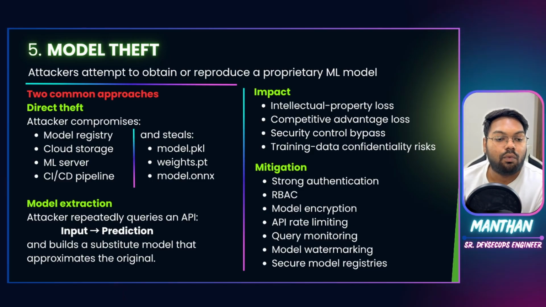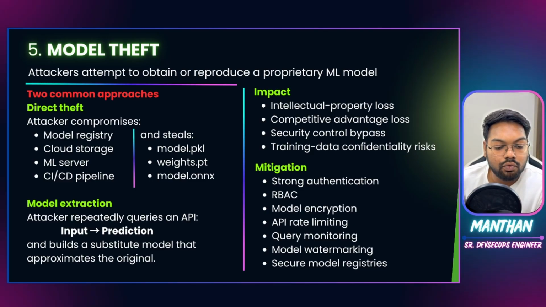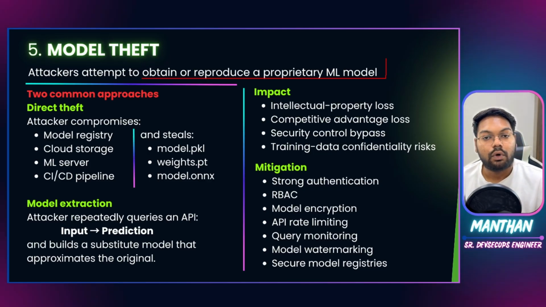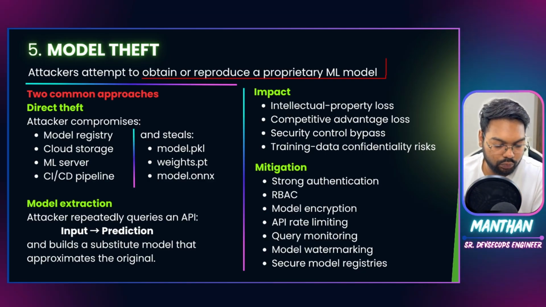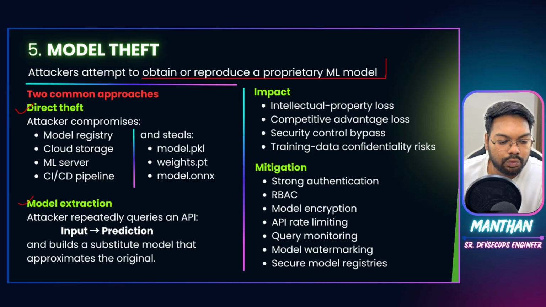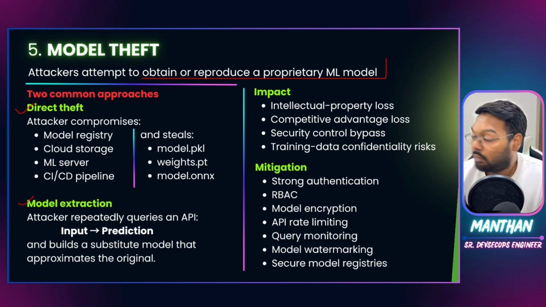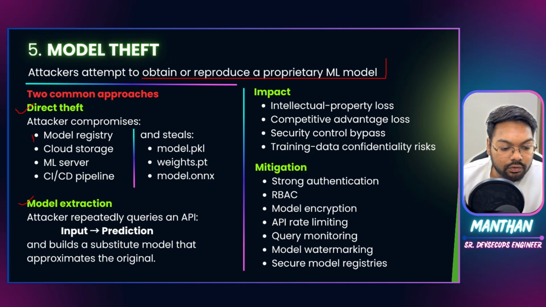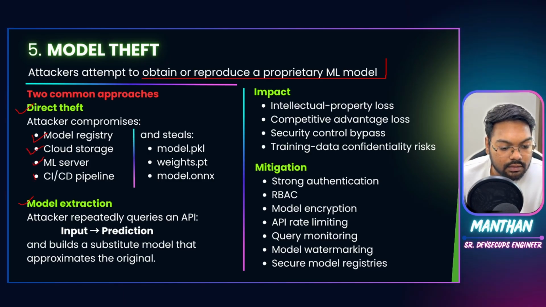Next is model theft. Now, what is it all about? An attacker attempts to obtain or reproduce a proprietary machine learning model. It tries to steal what you have built with so much effort. There are two different approaches: one is direct theft, another is model extraction. In direct theft, an attacker might compromise your model registry, the place where we store our models, let's say a Git for ML, then the cloud storage, or the machine learning servers and the CI/CD pipeline.